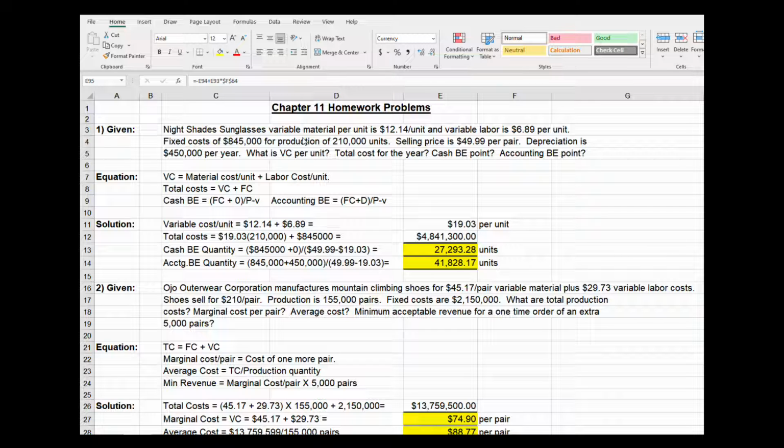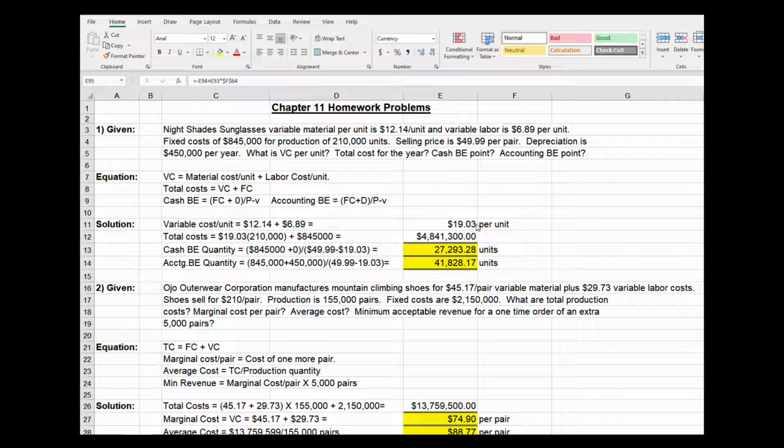So your equations are: variable cost is material cost plus labor cost per unit. Total cost is fixed plus variable. And cash break-even point is fixed cost plus 0 OCF over contribution margin. Accounting break-even point is fixed cost plus depreciation over contribution margin, P minus V.